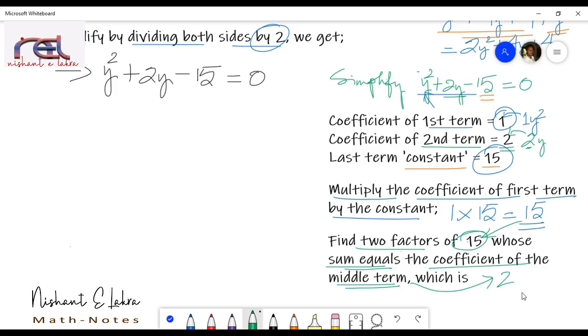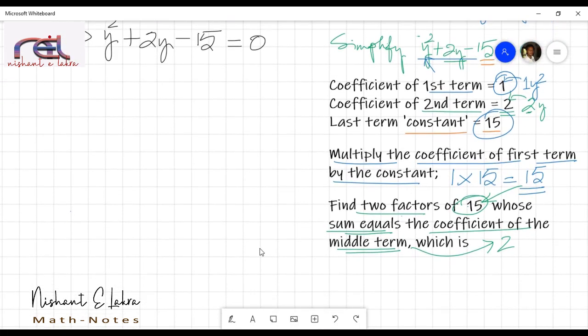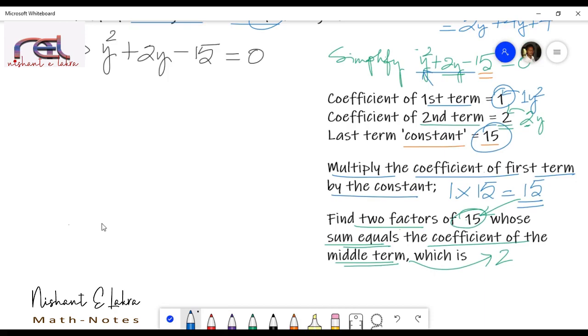So we have to find two factors of 15 which we will add or subtract to get the middle term. 5 and 3 are the factors of 15, right? 5 threes are 15, and when we add or subtract these two factors, that is plus 5 minus 3, we will get 2. Now this 2 is the coefficient of the second term.